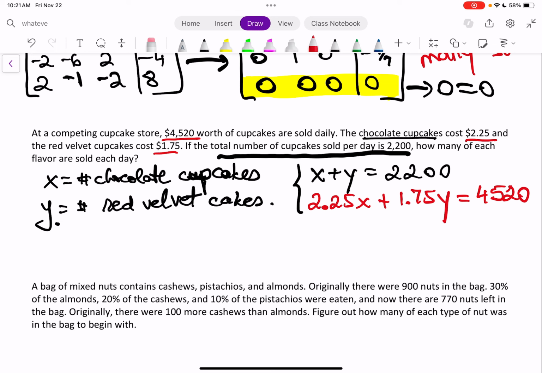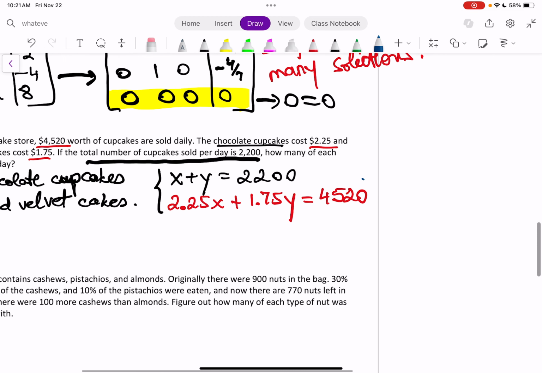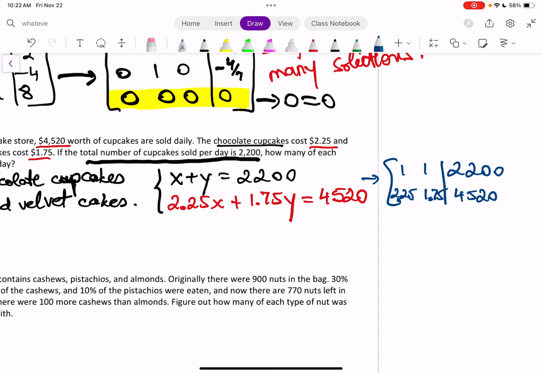$4,520. Okay. So we're just going to rref this matrix. And what is the matrix? It's going to be 1, 1, 2200, 2.25, 1.75, and 4520. So this is the matrix we're going to type.